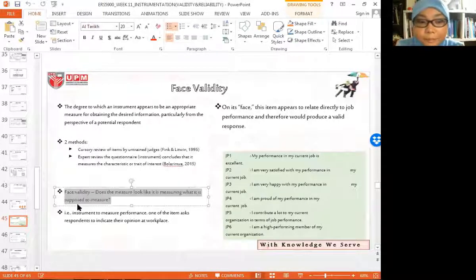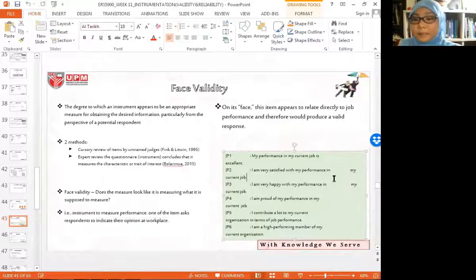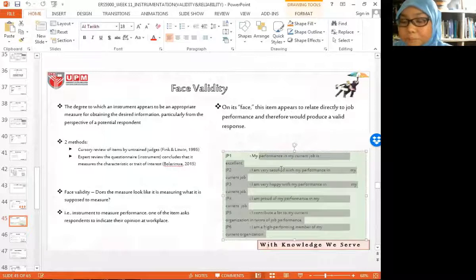So on each face, this item appears to relate directly to job performance and therefore would produce a valid response for the instrument. Example, an instrument to measure performance, where one of the items asks respondents to indicate their opinion at the workplace. So this is an example of the item.